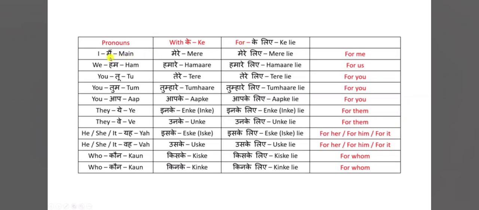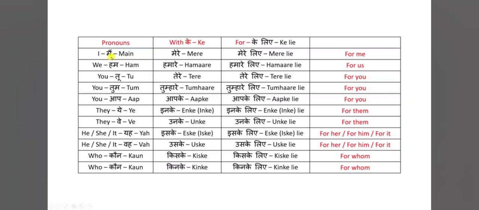When we add मैं to के लिए, it becomes मेरे लिए. Now how did it become like this? See, मैं is I, correct? मैं plus का is मेरे. We learned it in the previous video. Now what is for? For is के लिए, correct? So मैं plus के लिए.